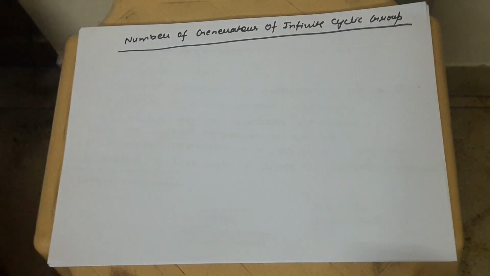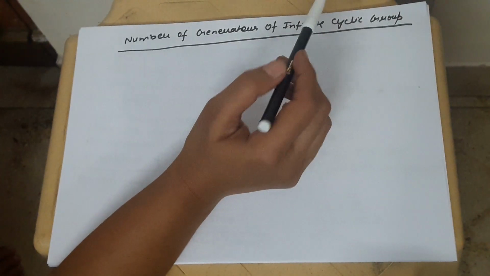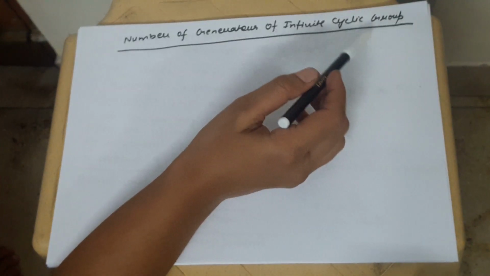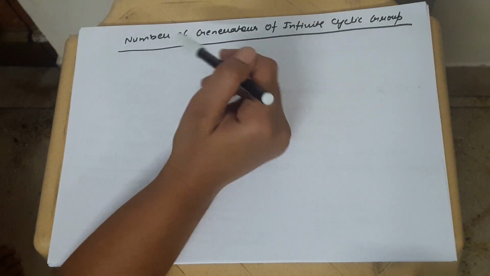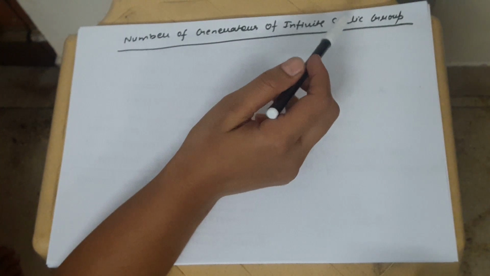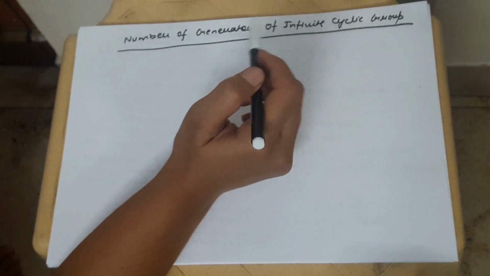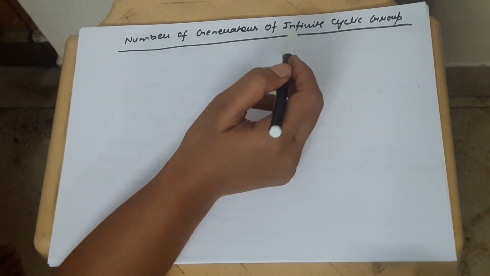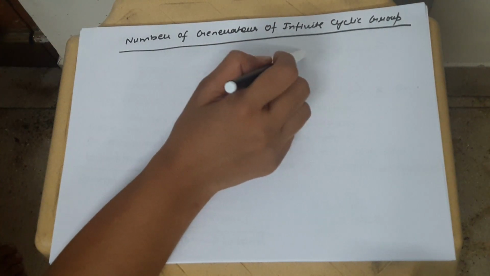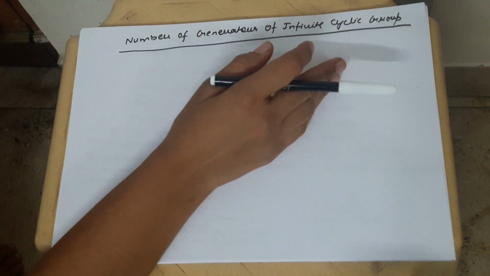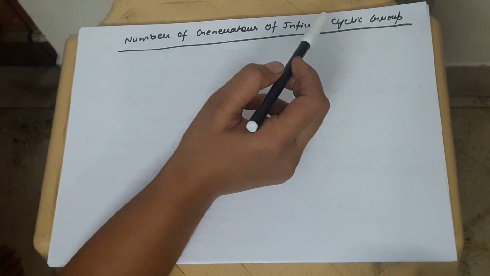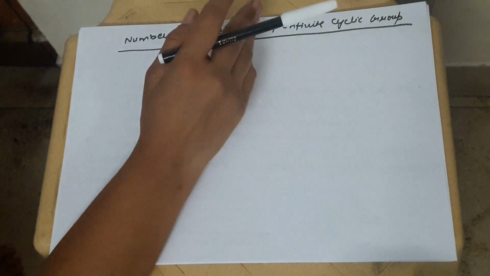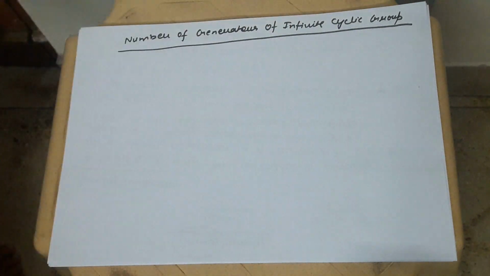In today's video, I am going to explain how to find the number of generators for an infinite cyclic group. In the previous video, I had already explained how to find the number of generators for a finite cyclic group. But the procedure of finding the number of generators for finite and for infinite is quite different from each other. And generators also differ for finite and infinite cyclic groups. So the two proofs will be totally different from each other.